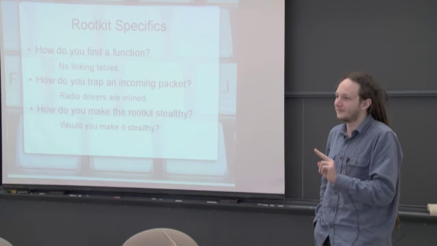Now, radio drivers are a bit different because they're inlined. If you have a function that is only called once, anywhere.